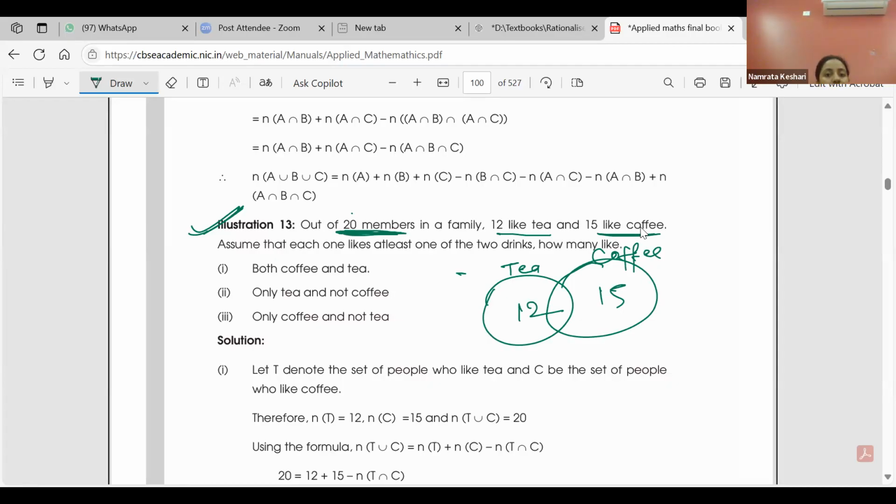Out of 20 members in a family, the total members in a family are 20. 12 like tea and 15 like coffee. So there are 12 people who like tea, and 15 people who like coffee. We don't know how many common elements there are. Now you may think, from these 20 members, how is it possible that 12 like tea and 15 like coffee? So let me tell you, common interest persons are also there.